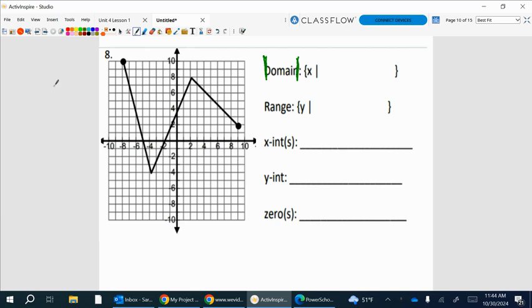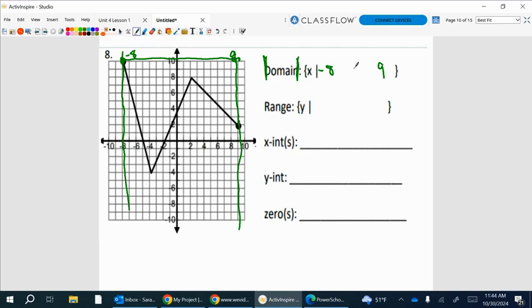So as I come from the left, the first point I hit on my graph is right here, and that is -8. When I come then from the right, the first point I hit is right here, and that point is 9. Then I'm going to look and I see it's a closed circle and another closed circle. So my domain is all x values from -8 to +9.